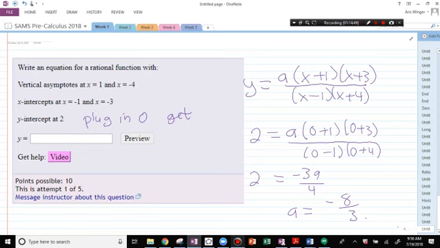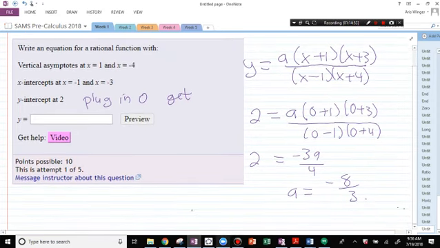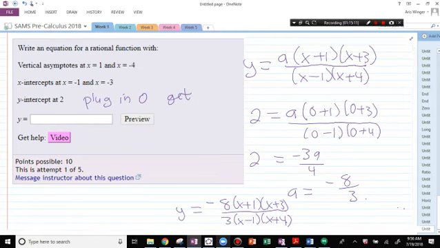That's just one last thing I needed to satisfy. The answer is y equals -8 times (x plus 1)(x plus 3), all over 3 times (x minus 1)(x plus 4), right? The 8 goes in the numerator, 3 goes in the denominator. Would the computer be okay with just writing that? Oh, we're about to find out, aren't we? Yeah, we're about to put that in and see if it likes it.